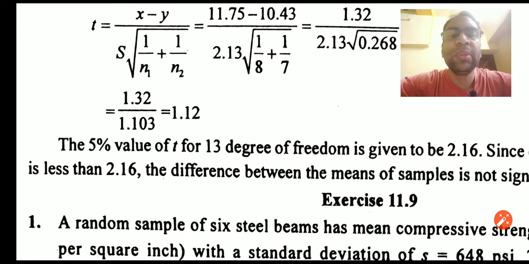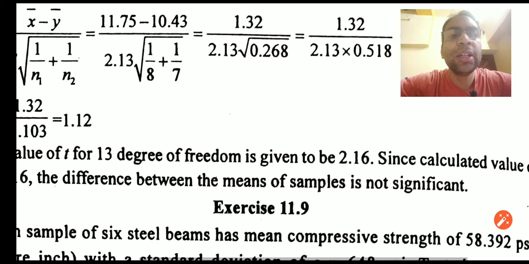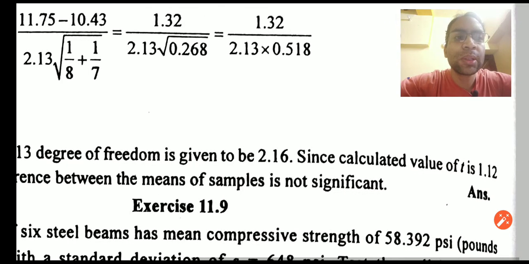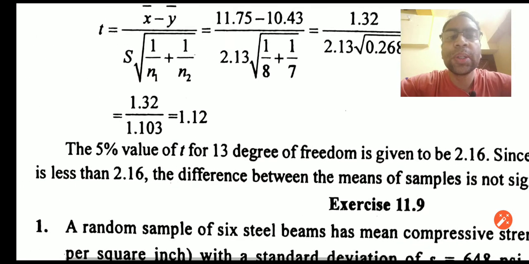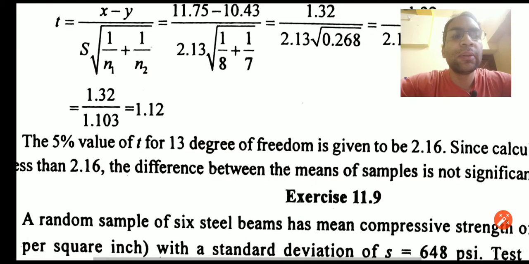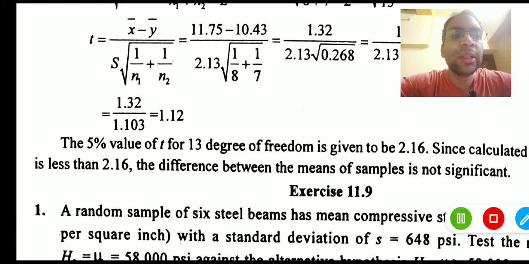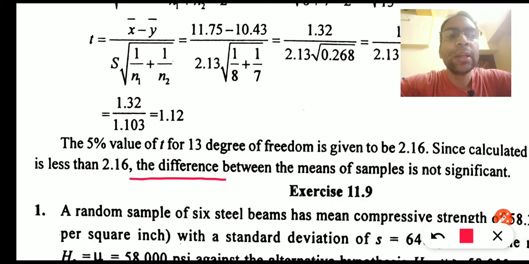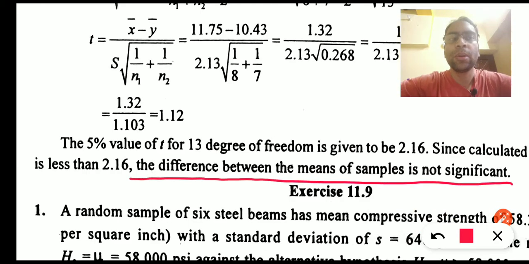The 5% value of t for 13 degrees of freedom is given to be 2.16. Since the calculated value, which is 1.12, is less than 2.16, we can conclude that the difference between the means of the sample is non-significant. If it had been greater than 2.16, for example 2.4, then we would have said that the difference between the means of the sample is significant, but here it is not significant.